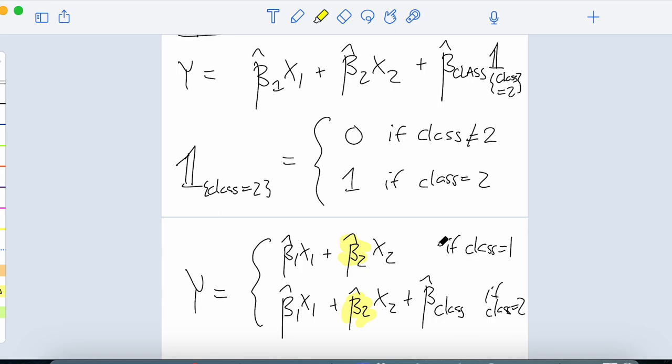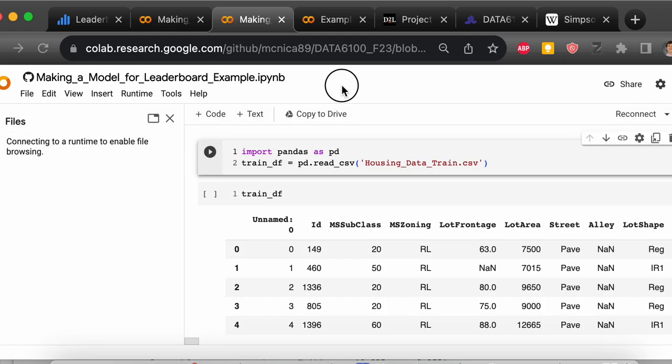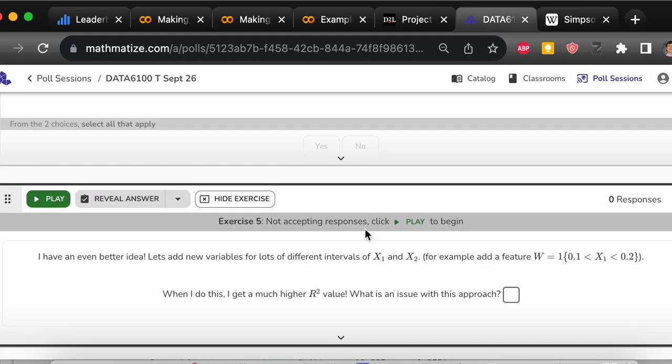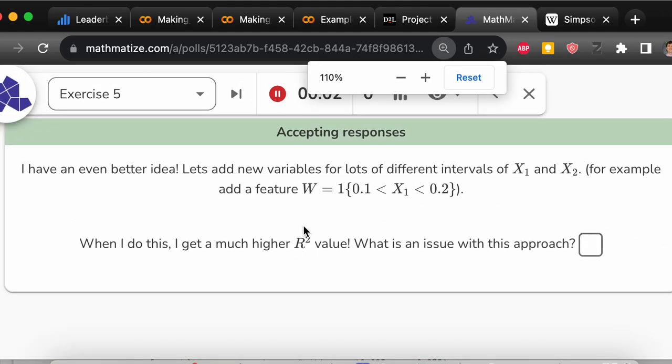Okay, I'll leave you guys with one last question. And here is the last question of the day. Which is this one. So let me present it full screen. So I have an even better idea. We had this idea of dividing x2 into things that are bigger than a half, things that are less than a half, and it improved our scores.